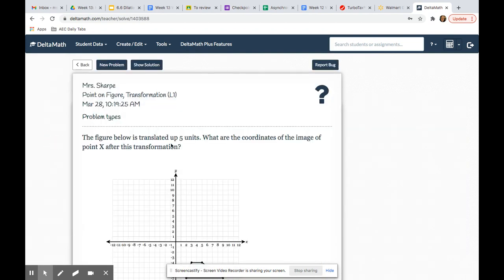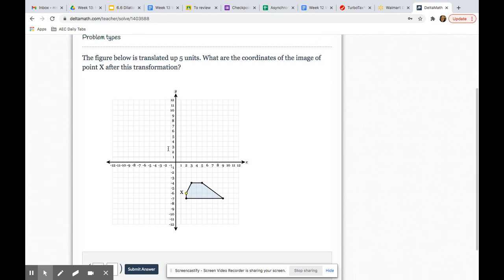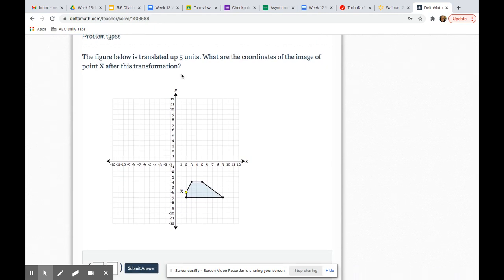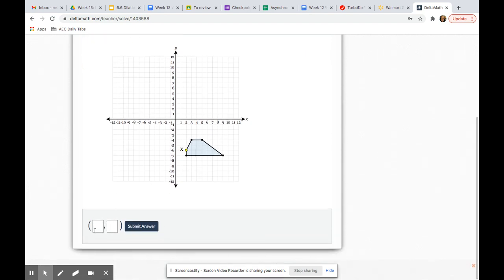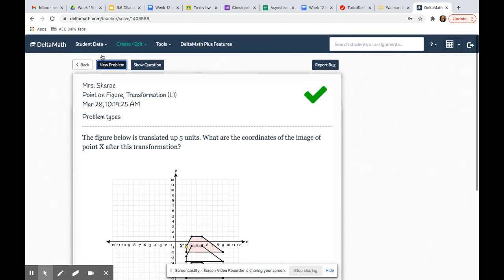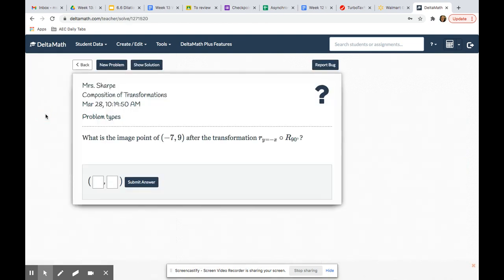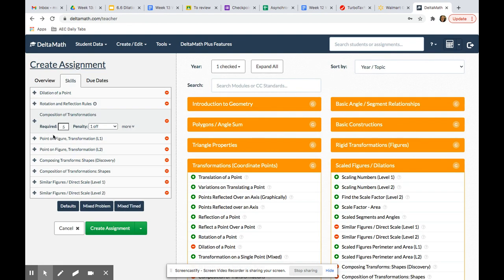All right, this one, we got a figure. It says, what are the coordinates of the image of point x after the transformation of being translated up 5? Well, up 5, it would be right here, so it'd be 2, negative 1. That one should be pretty straightforward. Got 3 of those. Oh, that composition one, you have 5 of those.